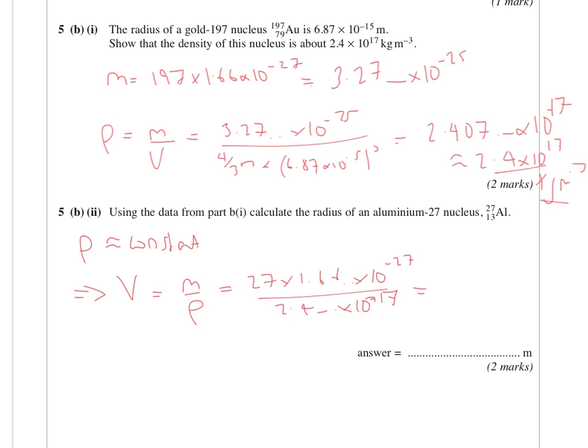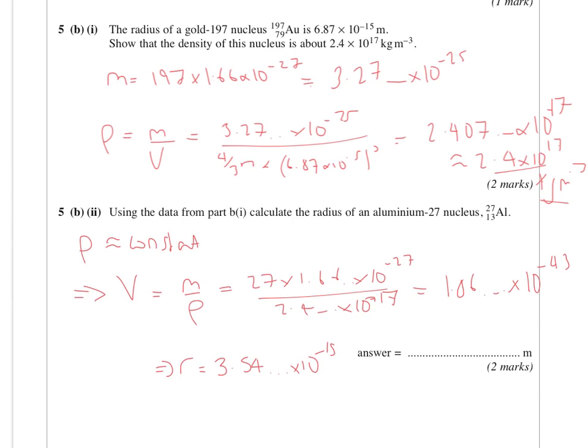So 27 times 1.66 times 10 to the minus 27, divide that by the answer, it gives you a volume of 1.86 times 10 to the minus 43. So that's equal to 4 over 3 pi r cubed. So times it by 3, divided by 4, divided by pi, and then cube root it. Gives you a radius of 3.54 times 10 to the minus 15.